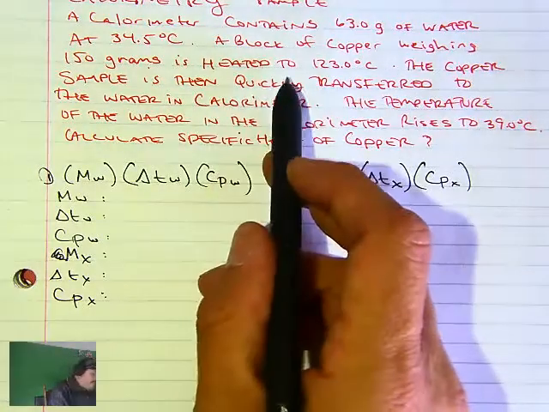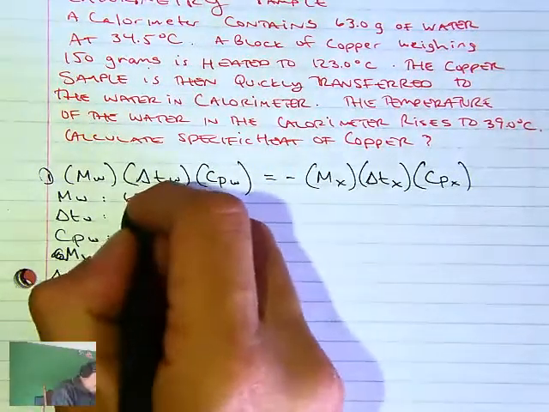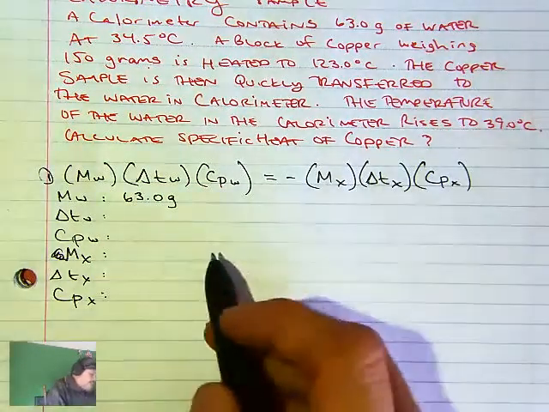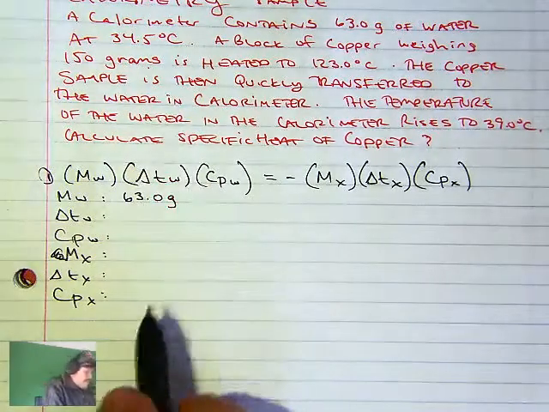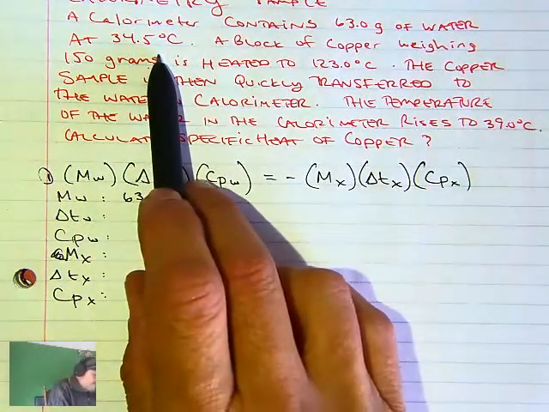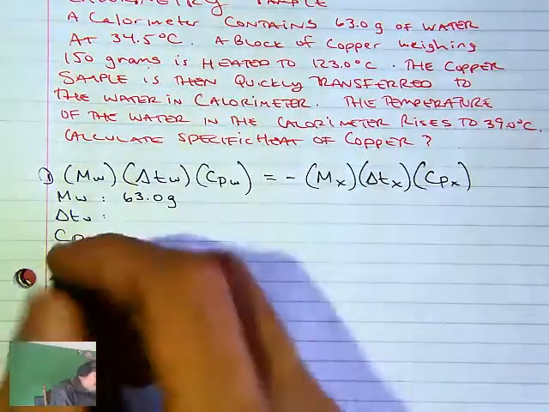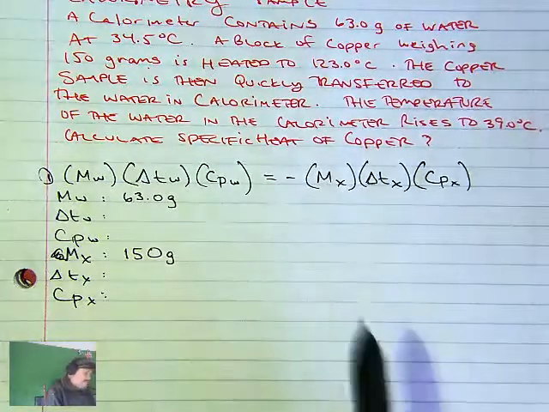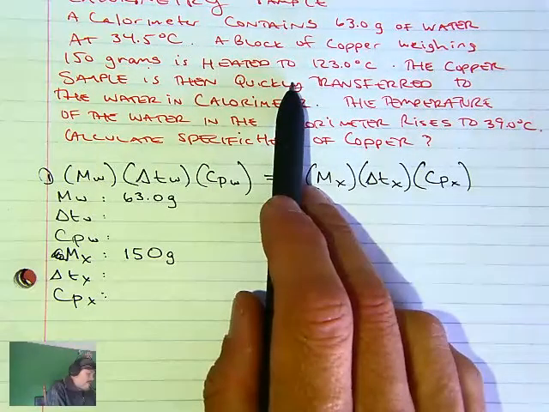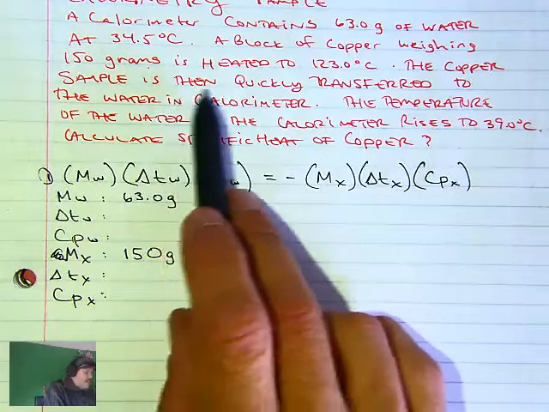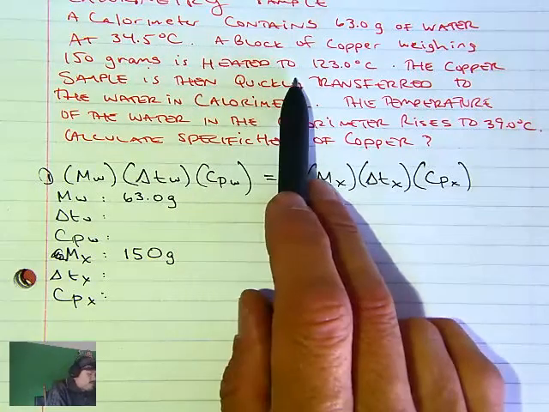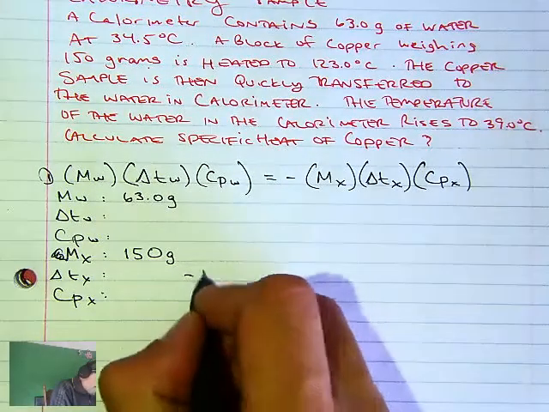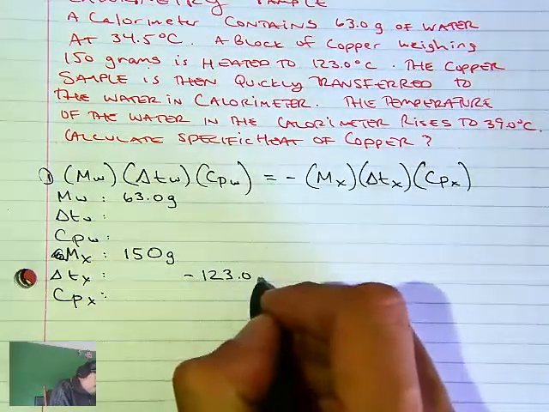The calorimeter contains 63.0 grams of water, so I know that that's 63.0 grams of water. It says it's at 34.5 degrees Celsius. That doesn't help me much yet, so I'm just going to skip that. A block of copper weighing 150 grams is heated to 123. So here's the mass of copper, 150 grams. And it says it's heated to 123 degrees Celsius. When they tell you what the sample is heated to, it's not in the water yet, so that's what it starts at. So in this case, this would be minus 123 degrees Celsius.